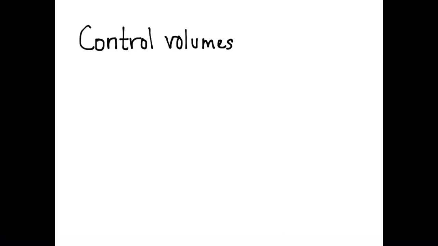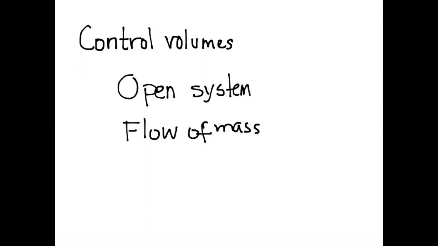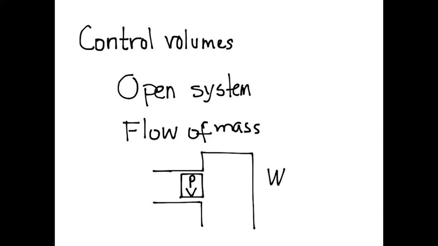In this tutorial we're going to talk about control volumes. A control volume is an open system which, for instance, has flow of mass, and this flow of mass that is entering or going out of any given system will have a pressure and a volume. And we can say that the work given for the flow is P times V. This is entering, and it also has a velocity.